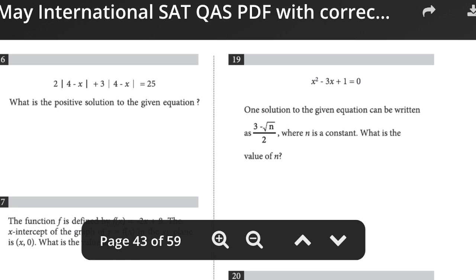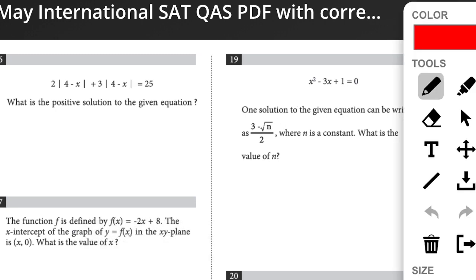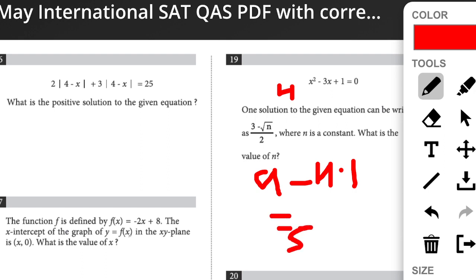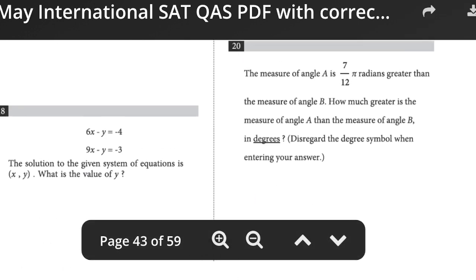What is the value of n? Well, negative plus minus square root of b squared minus 4ac all over 2a. So what is b squared? Well, 3 squared is 9. And then minus 4, ac is just 1. So 9 minus 4 is 5, so 19 is 5. Alright. Number 20.